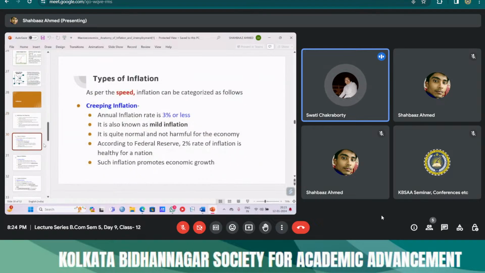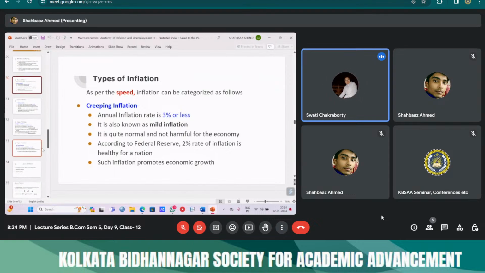Okay, so the types of inflation. This is categorized as per speed. First is creeping inflation, where the annual inflation rate is 3% or less, also known as mild inflation. This is quite normal and not harmful for the economy. According to the central bank of a country, a 2% rate of inflation is healthy for a nation because it promotes economic growth. It's needed.